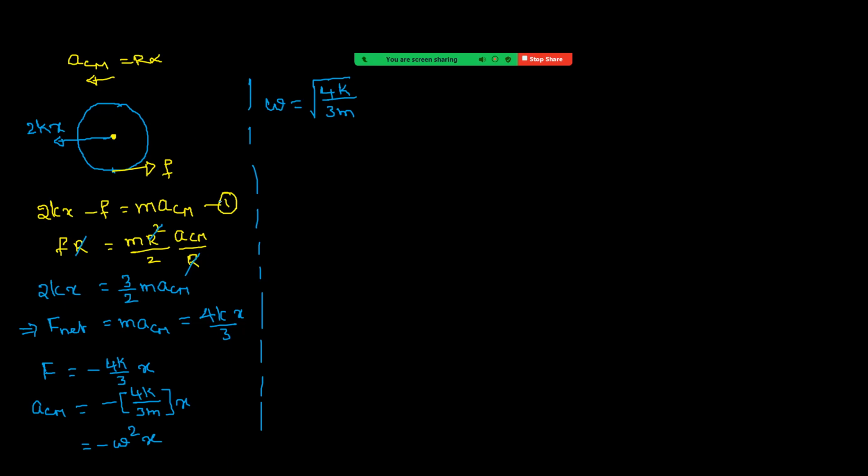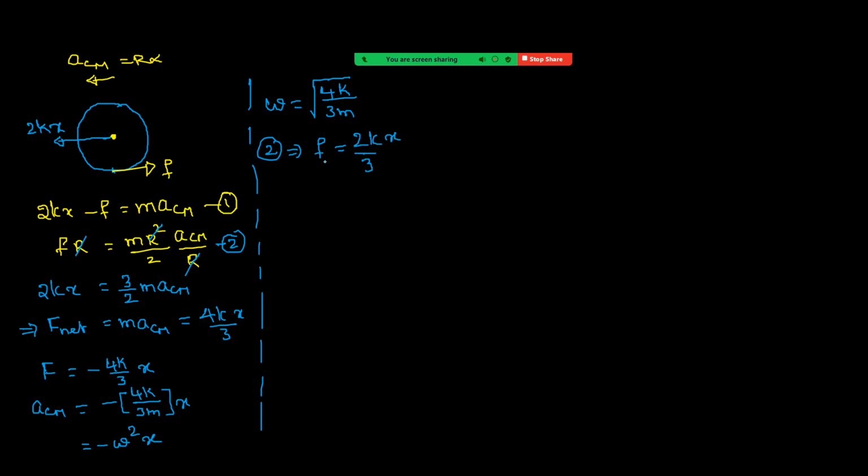Or we can do one thing here. The frictional force, which is static. Suppose this is equation 2. From equation 2, the frictional force is equal to M ACM by 2. We got the M ACM value as 4kx by 3. Half of that is 2kx by 3. That is the frictional force, which is static.